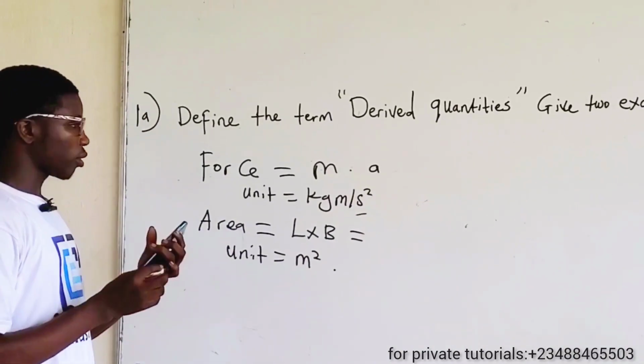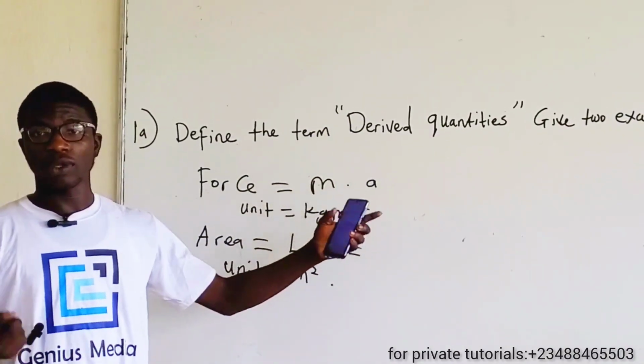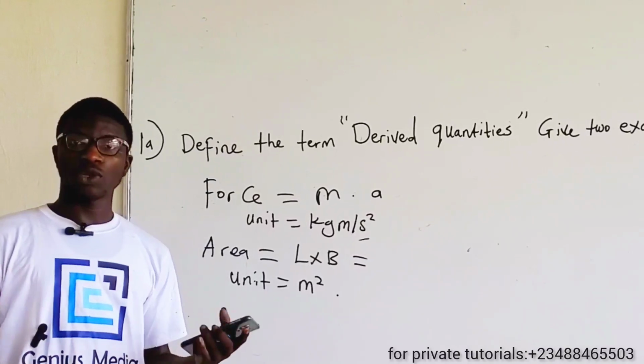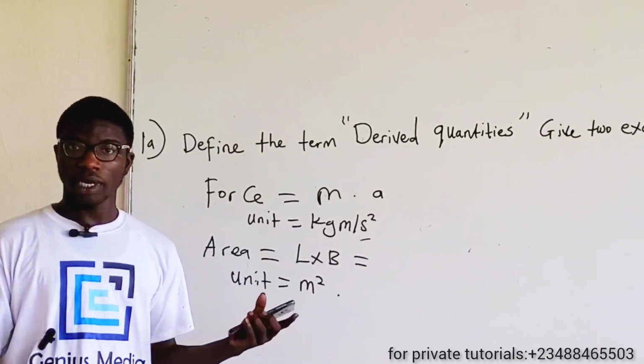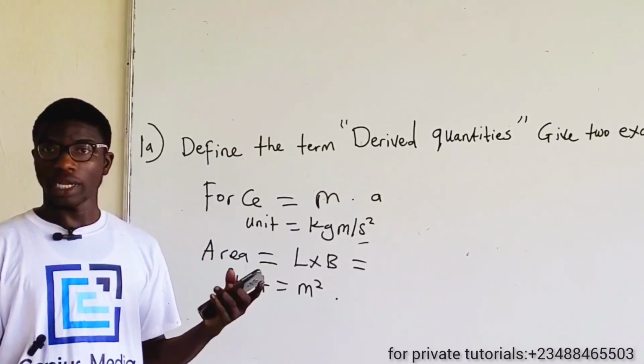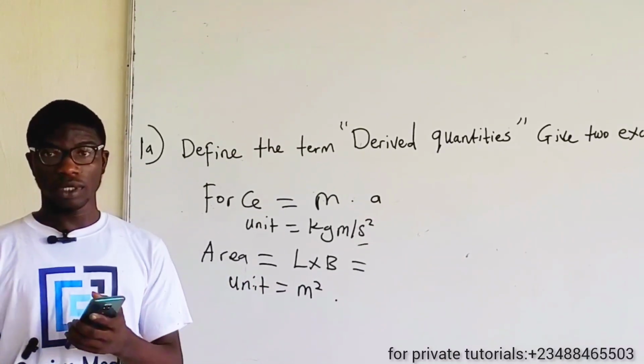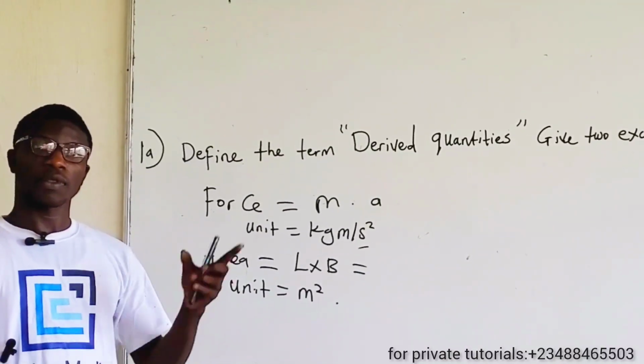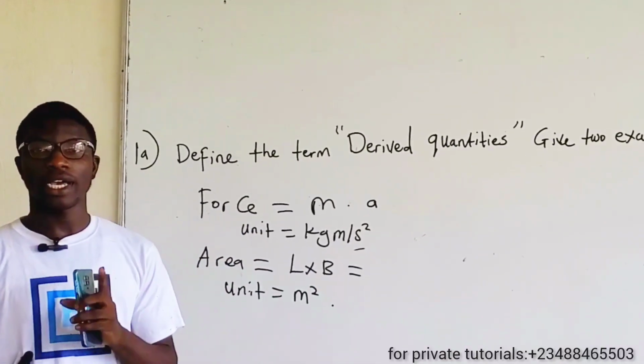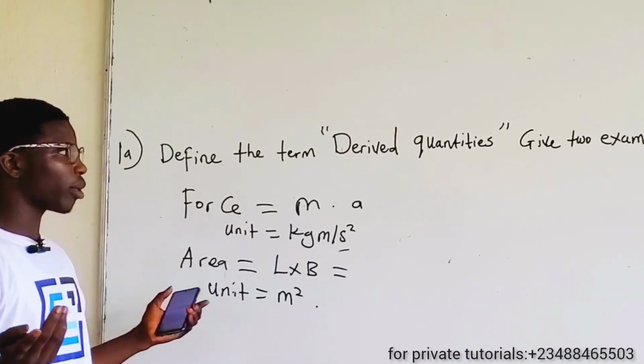Okay, so you've defined derived quantities. Derived quantities are quantities in physics that are formed by combination of 2 or more fundamental quantities. Okay, full stop. You can add they are dependent quantities. That is, they depend on what? Fundamental quantities for their existence. Simple. That's all about derived quantities.